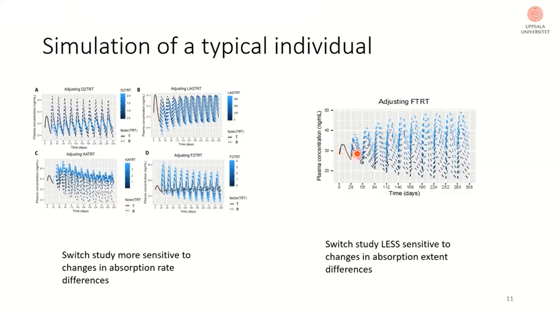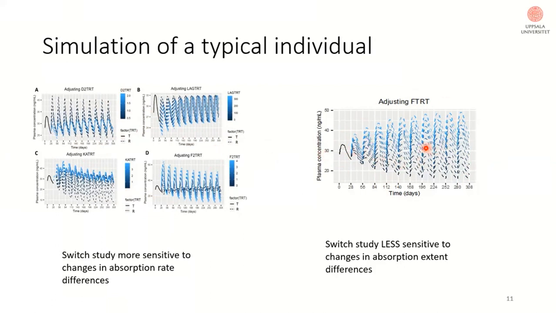Whereas the switch study, if you change absorption extent in the model, so the reference product has a different relative bioavailability, then you can see that the switch study, this first profile, is not as different as what you might see at steady state. So what you can expect with these switch studies is that they will be less sensitive to absorption extent, but they'll be more sensitive to absorption rate.